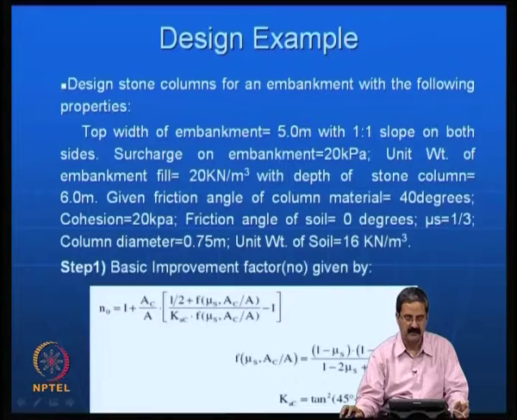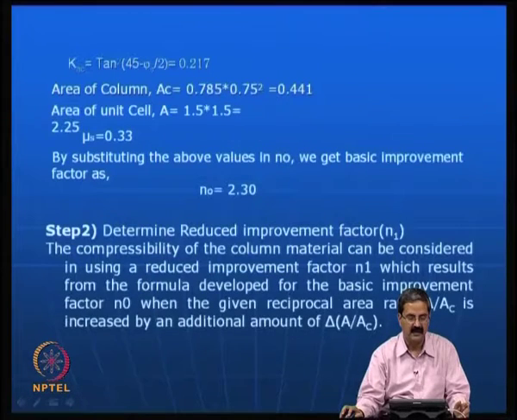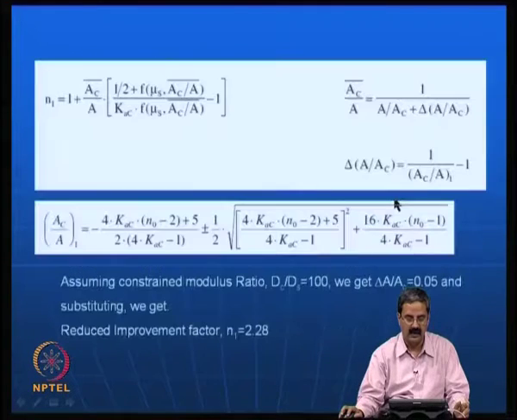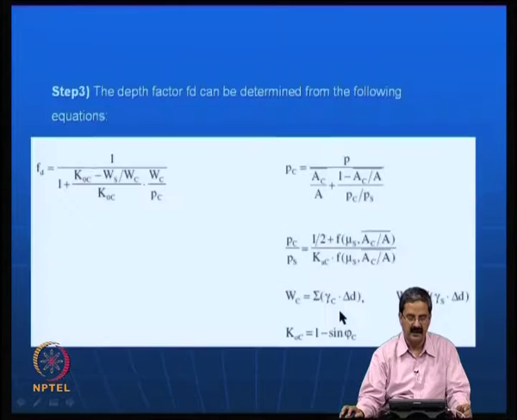All these column diameters I have assumed. So, some calculations are made here, and the basic improvement factor is about 2.3. Then you try to get N1, and if you just substitute, there is a marginal reduction in N1. Why? Because it reduces, as I just said, because of the dc by ds factor. We have taken these factors, like delta A by AC, assuming some values, and one can get this.